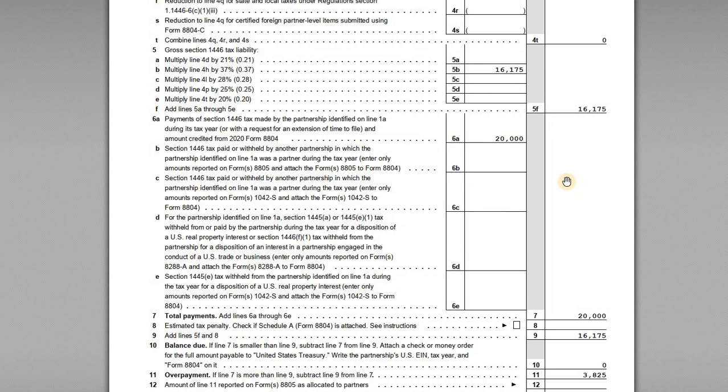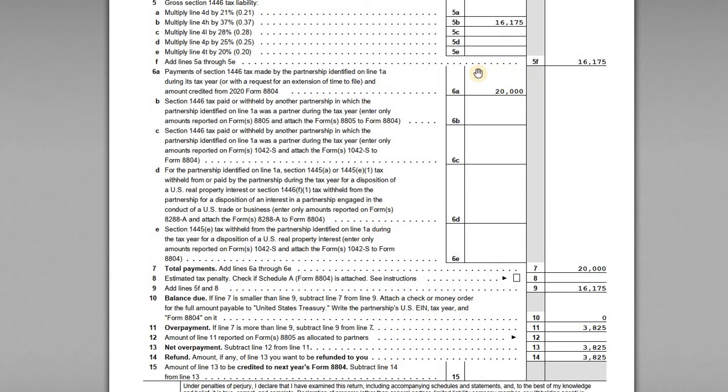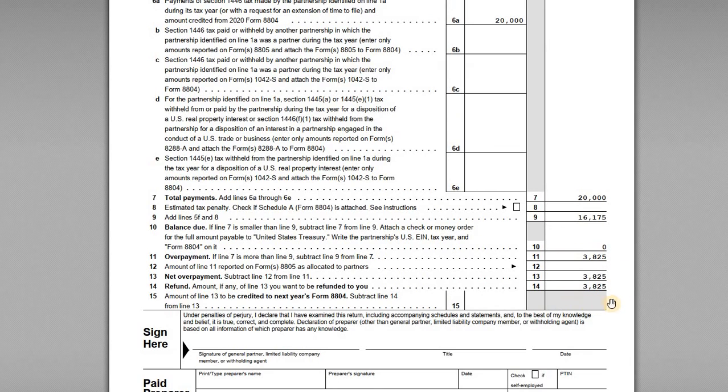And then when we file this, we'll let the IRS know that, hey, look, we already made a $20,000 payment because we were trying to be a little cautious with making sure we didn't underpay. So the amount that's actually owed is $16,175. We paid $20K, so we're going to get a refund back from the service for $3,825.